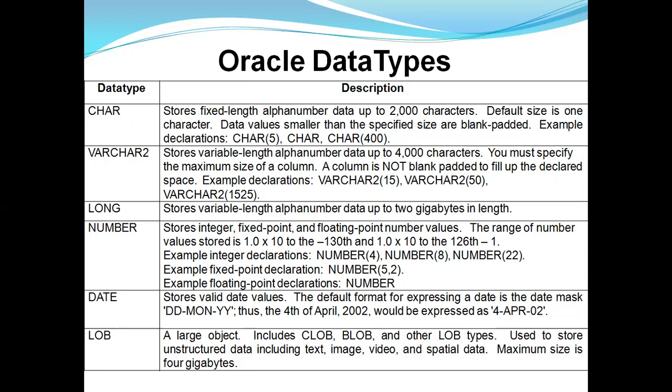But what if I have something which is more than 4000 characters? For that, we go for the data type called LONG. LONG is a variable length alphanumeric data type which can store up to 2 GB in length. Then we have talked about NUMBER, which we have already discussed. NUMBER we can use for integer, fixed decimal, or floating point decimal.